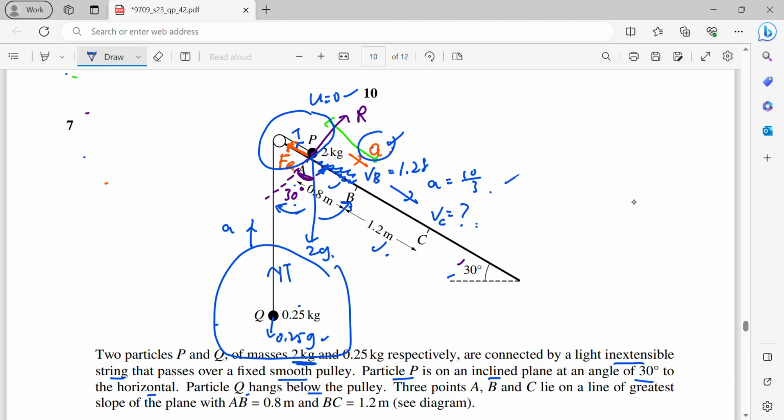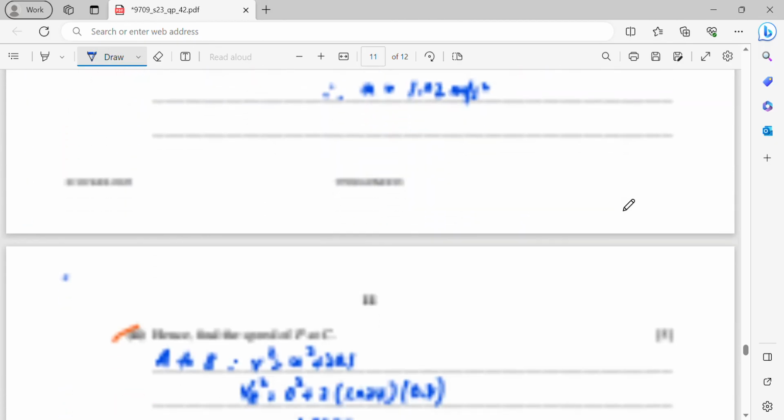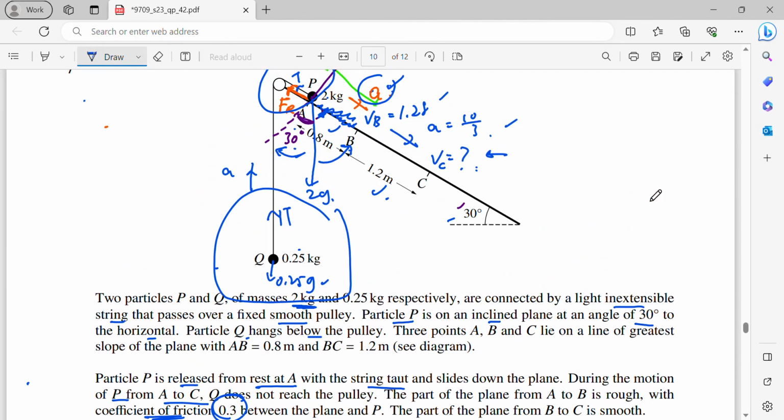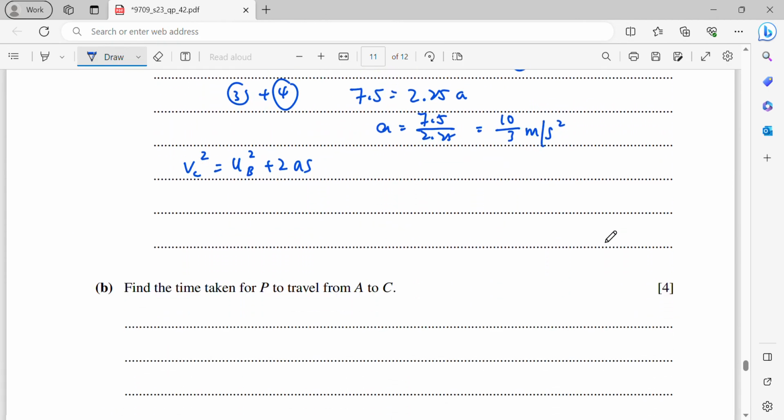And now the S is given, A found, the VB already found. To get the VC, use back the same formula. V squared equals U squared plus 2AS. But now your V is VC. The U here is actually the VB. Or probably I can just write UB. So when you do labeling, here I write UB. Just replace all the values, then you will get the answer.